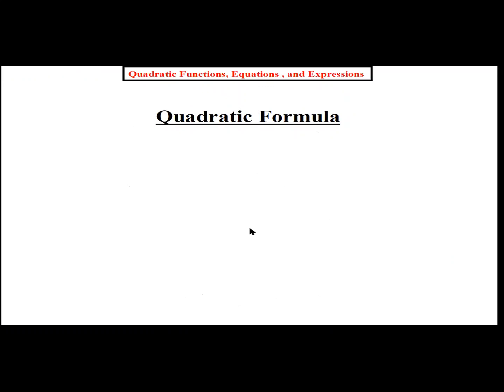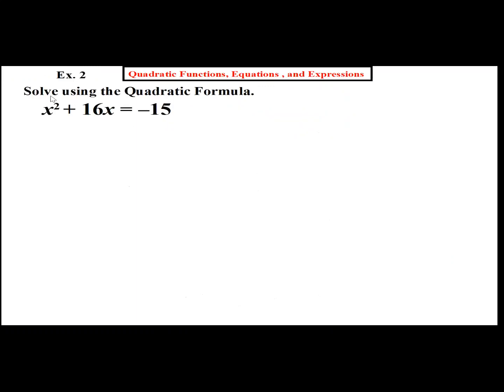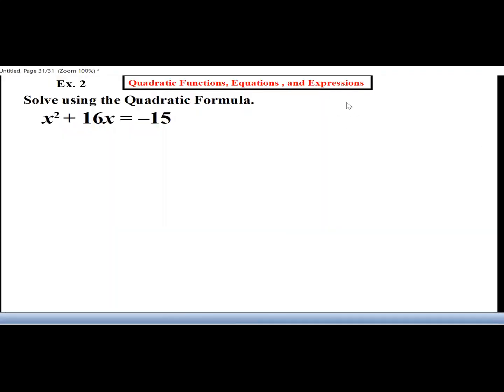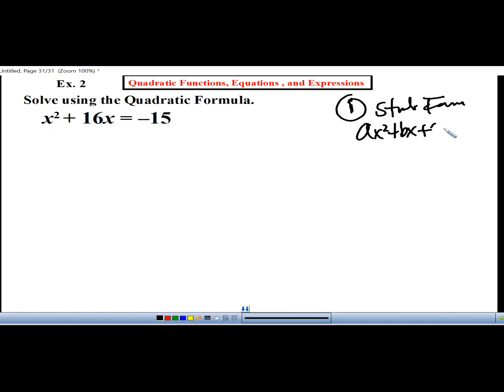So let's get started with the last problem. Copy this, example 2. Solve using the quadratic formula: x squared plus 16x equals negative 15. And on the right side, I'm going to give you steps. It's 3 simple steps. Number one, it has to be in standard form. Once again, write it ax squared plus bx plus c equals 0.